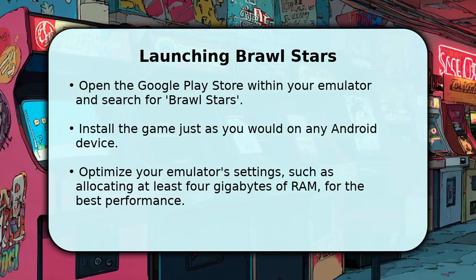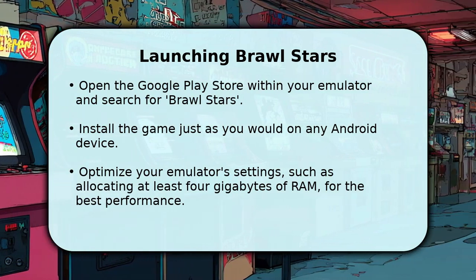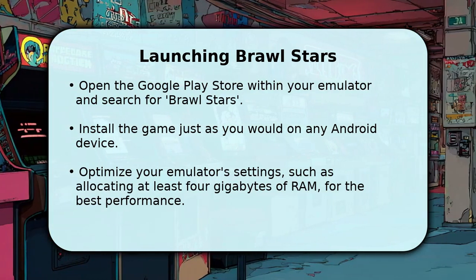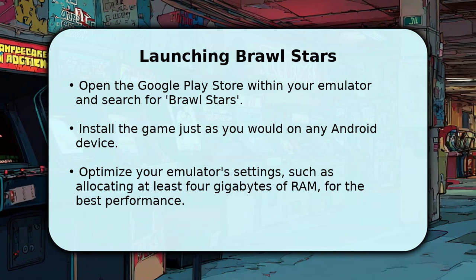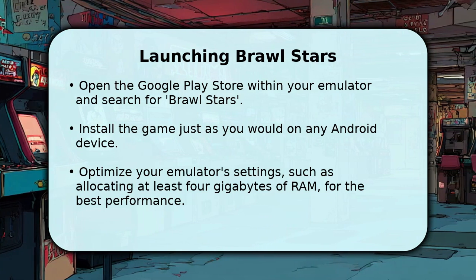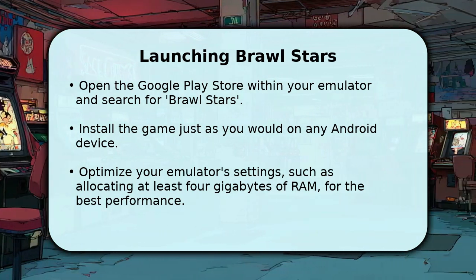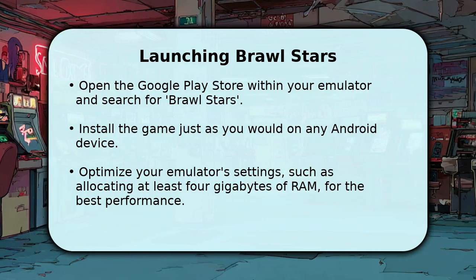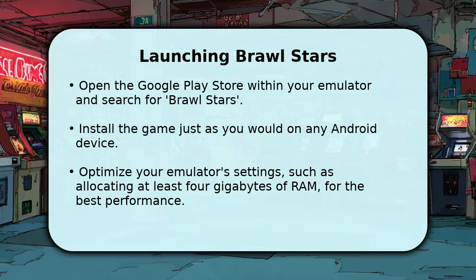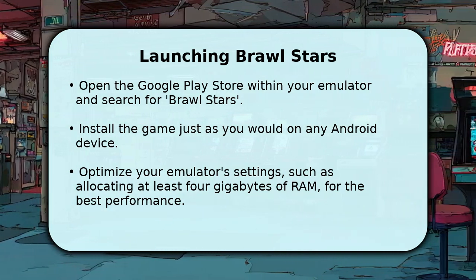With your emulator set up, navigate to the Google Play Store inside the virtual environment. Search for Brawl Stars and click Install to download the game directly to your virtual device. Before playing, consider adjusting performance settings, like dedicating at least 4 GB of RAM to the emulator for smoother gameplay. Now, you are ready to enjoy Brawl Stars on your Google Chrome browser with enhanced controls and a larger view.